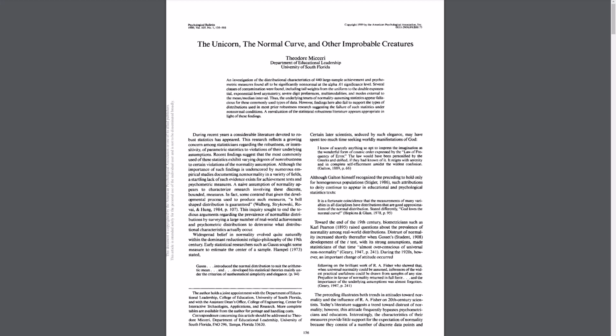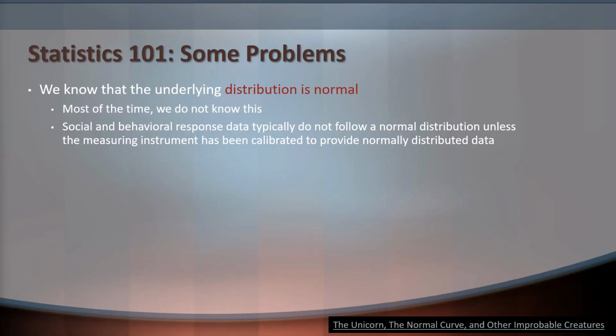Furthermore, he looked at the tenets of normality-assuming statistics, and those appeared, what he called, fallacious for these commonly used types of data, leading to the conclusion that a reevaluation of statistical robustness literature appears appropriate. In short, his findings showed that what we typically assume in behavioral and social statistics courses, that is, that the data are normally distributed, just is not the case. So how do we get around that in Statistics 101?